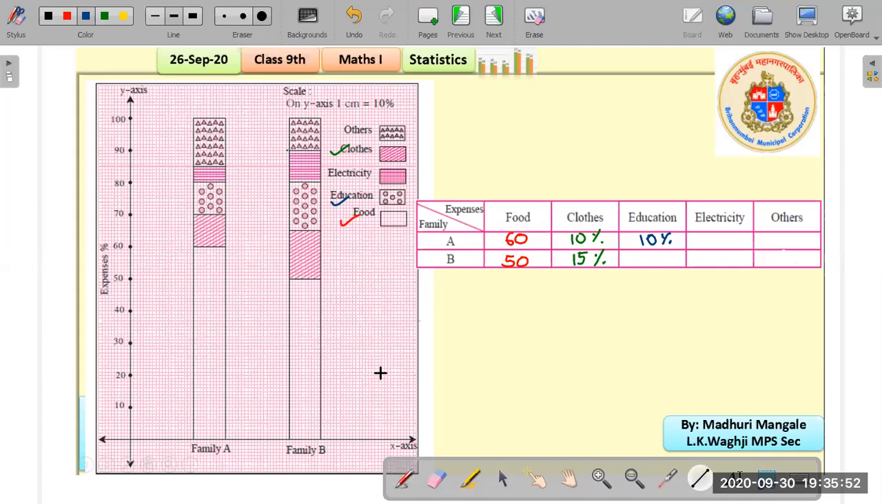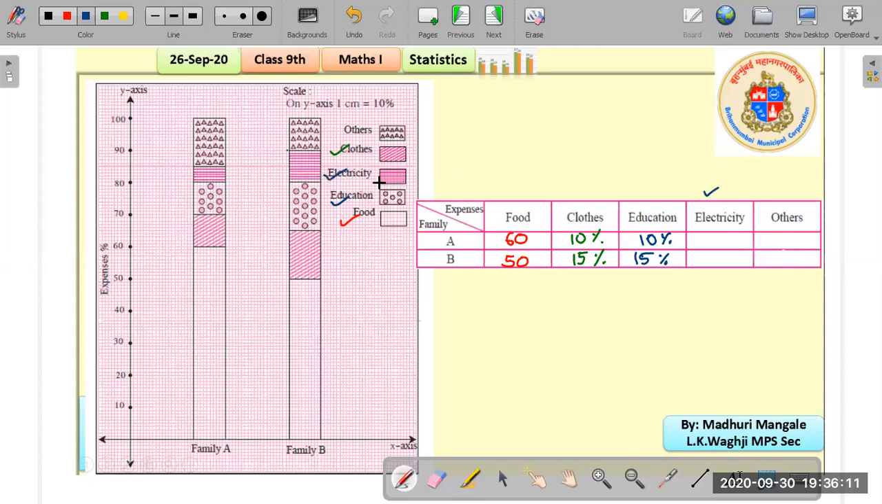So for family B, again we try to map it on the y-axis like that, and we see it is from 75 to 80, that will be 15% again. So 15% education for family B. We move to the next column, that is electricity.